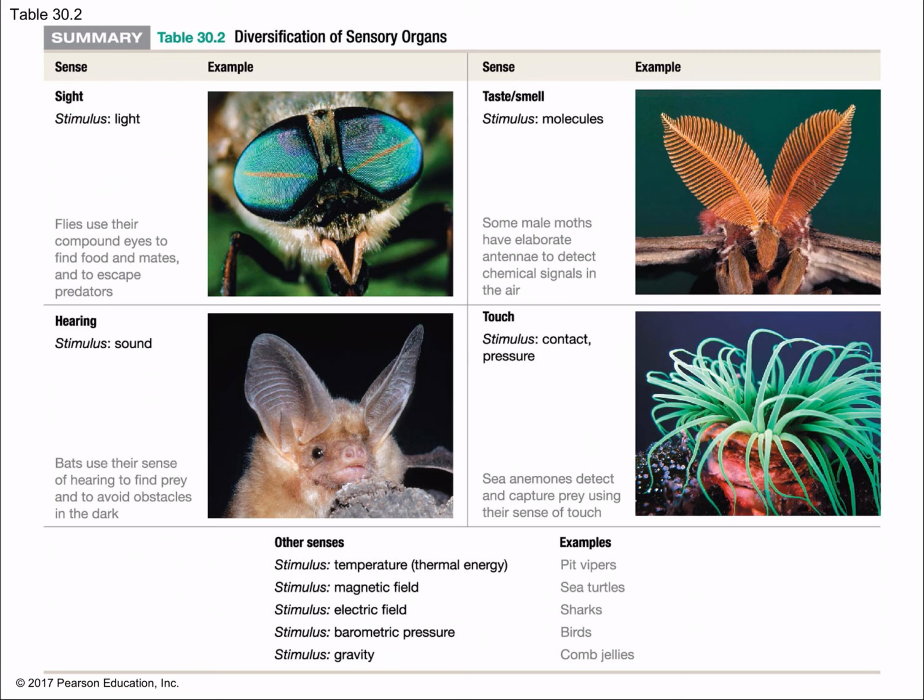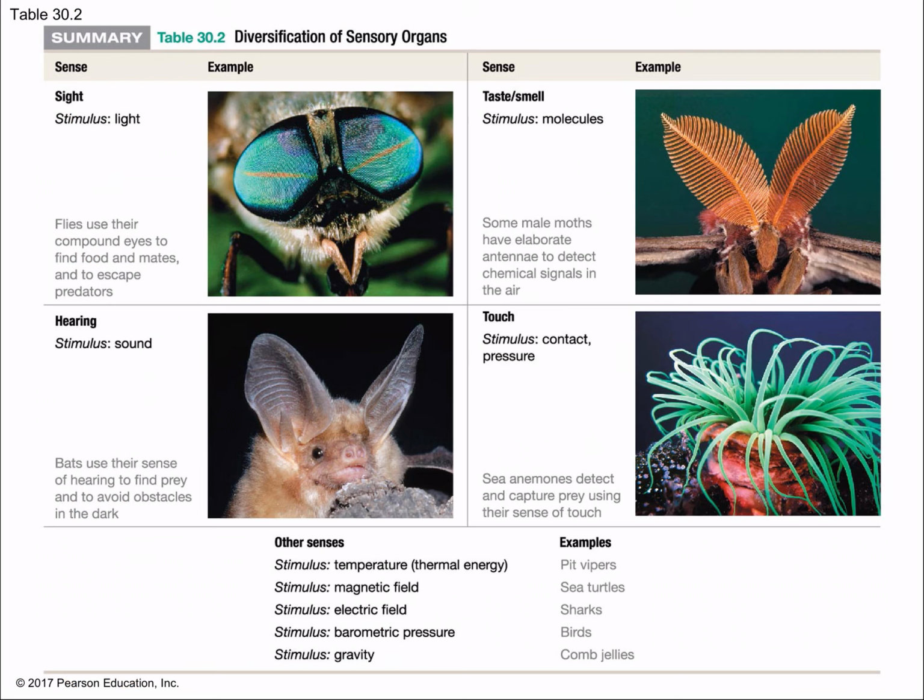So here's just some basic examples of how animals use their various senses. Fairly straightforward here. Sight, the stimulus obviously for sight is light, so look at the size of those eyes on the flies there. Hearing, obviously the stimulus is sound. Bats actually use their hearing and their sense of echolocation to determine where they are. So they're not seeing, but they're hearing to know where they are. Taste and smell, so different molecules are going to initiate that. The binding of molecules to receptors initiates olfaction or smell or gustation. And taste, male moths have elaborate antennae to detect chemical signals in the air.